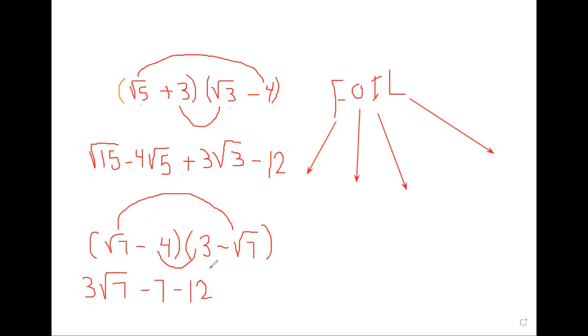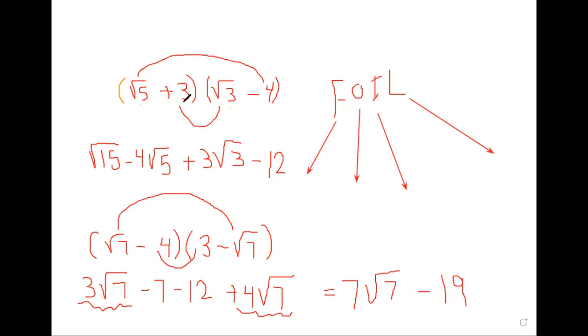And by the end, negative 4 times negative root 7, it will be positive 4 root 7. Do you notice that we have any like terms in this question? Yes, we have. We have 3 square root 7 and we have 4 square root 7. So we will combine them together. It will be 7 square root 7, and negative 7 minus 12 will be negative 19. And this is the final answer for this question.